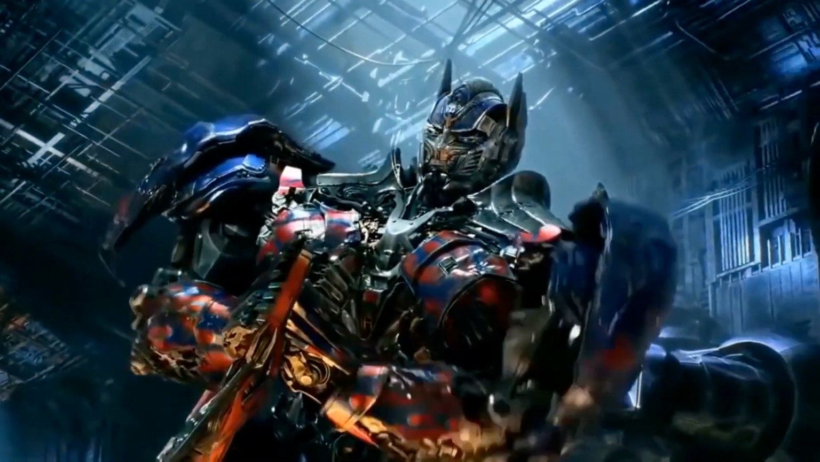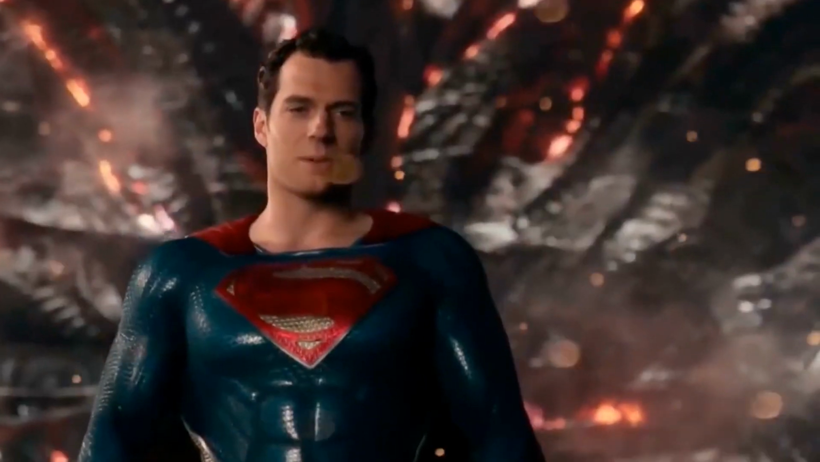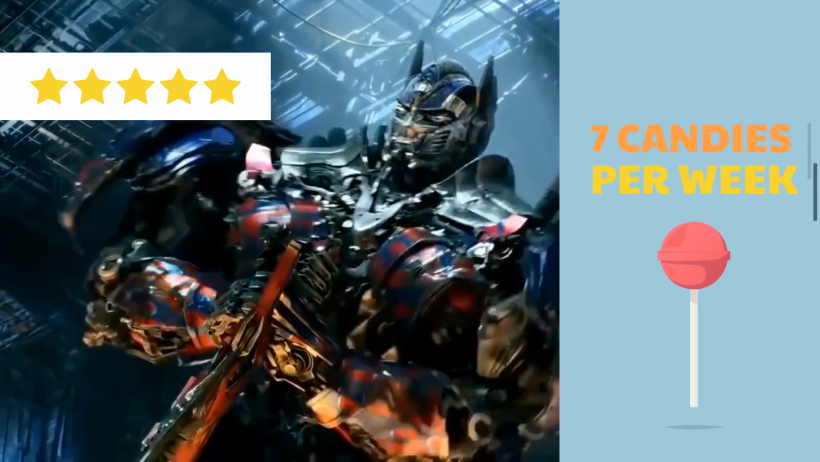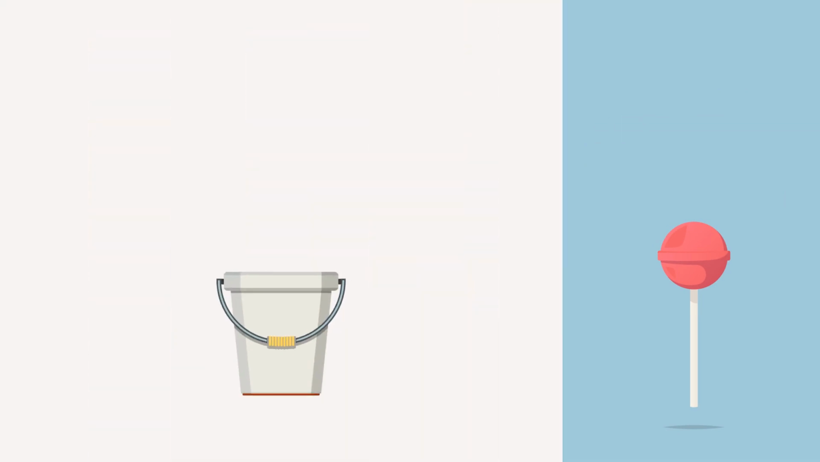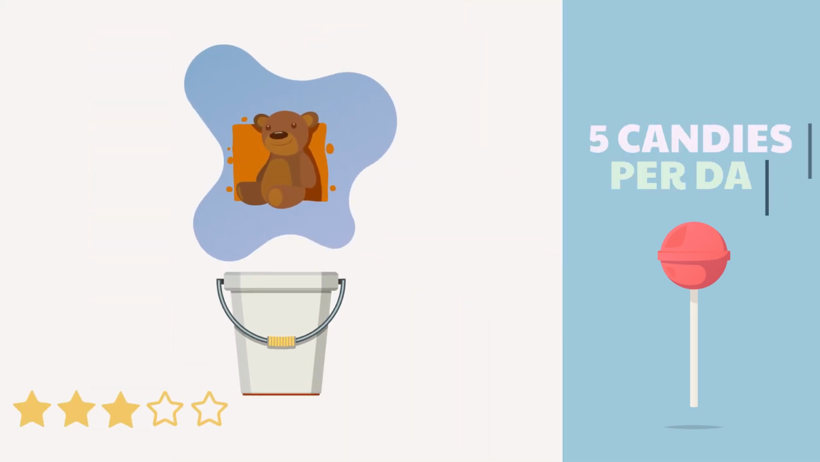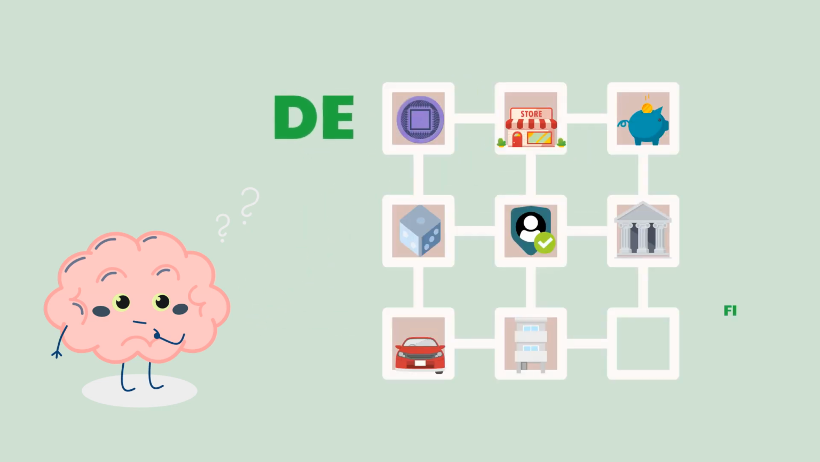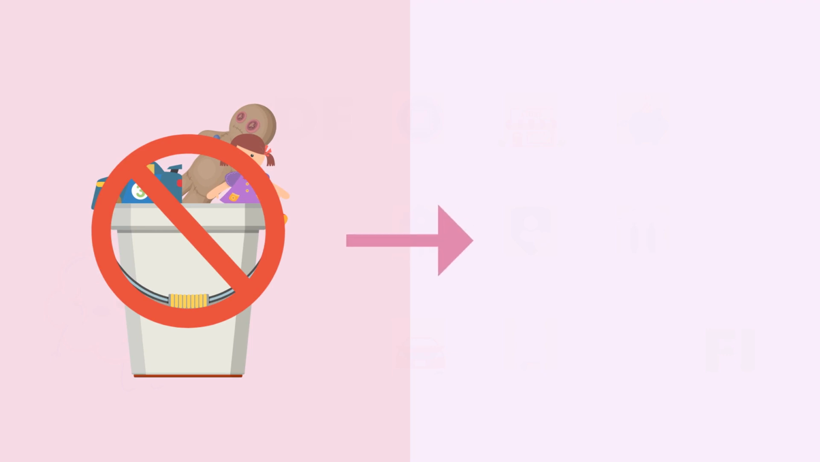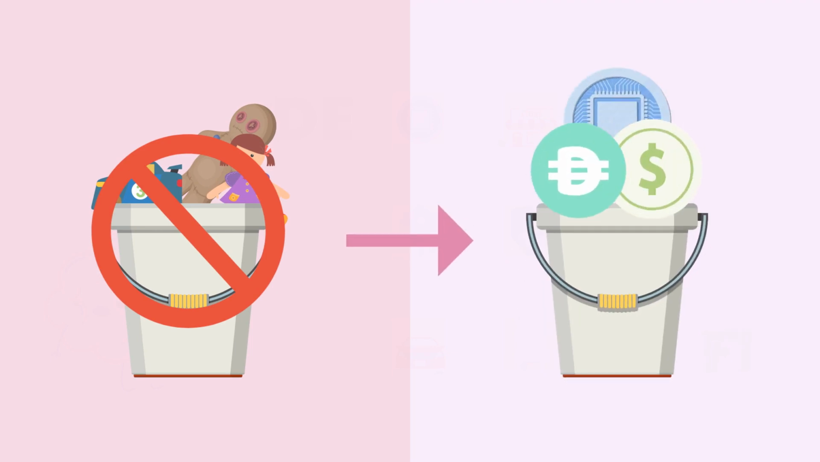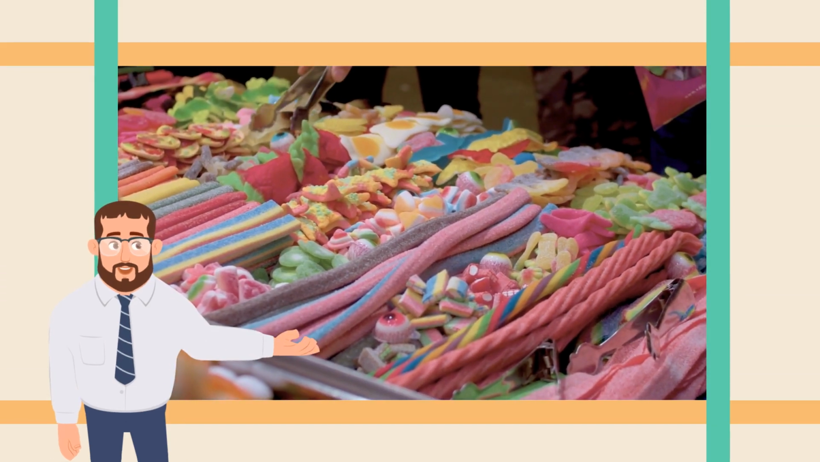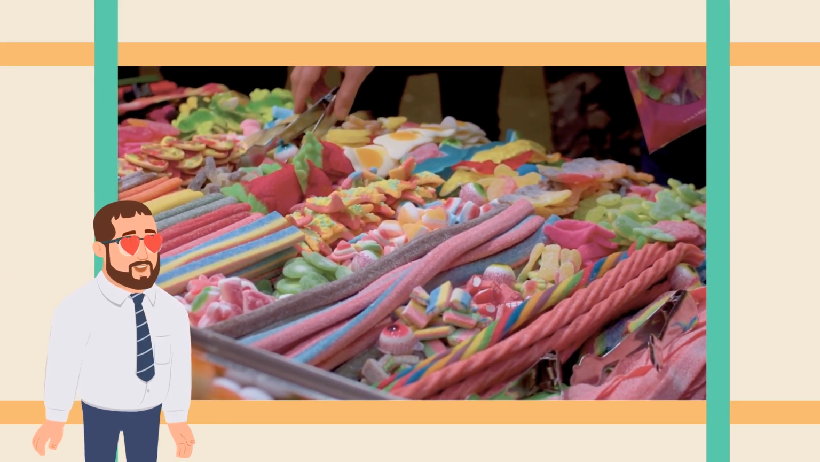For example, the second bucket, with Transformers and Superman, is the most popular amongst the neighborhood kids and gives out 7 candies per week. Bucket 1, on the other hand, is not as liked and only gives out 5 candies per day. Now what if I told you that a store like this actually exists in decentralized finance? Instead of toys, the buckets contain crypto tokens like DAI, USDC, etc. And the candies? Well, people really fight over those candies.